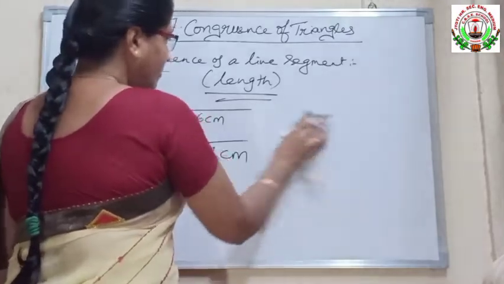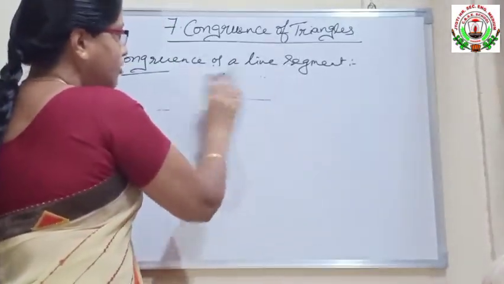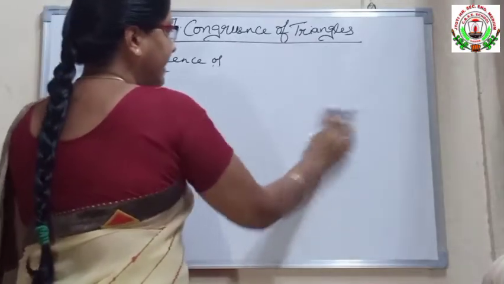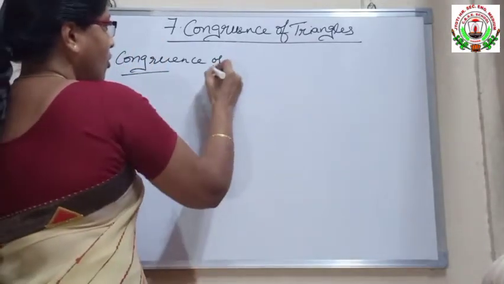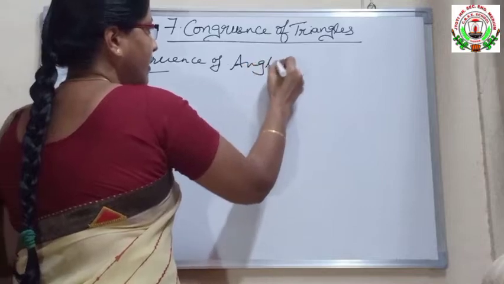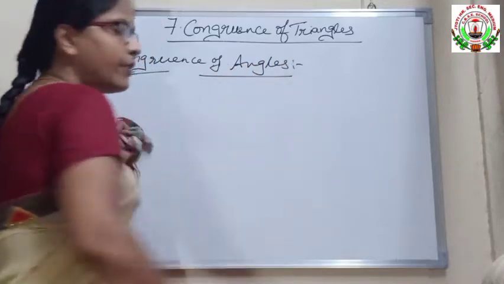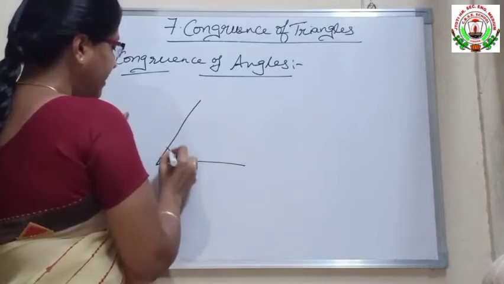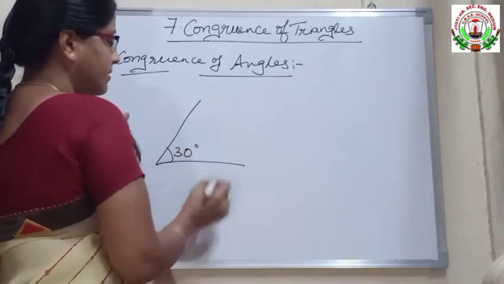Next is congruence of angles. We can see the congruency through angles also. Like I am taking here, this is of 30 degrees.